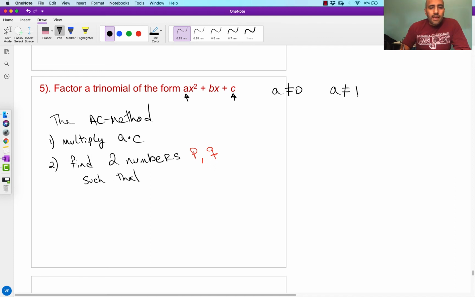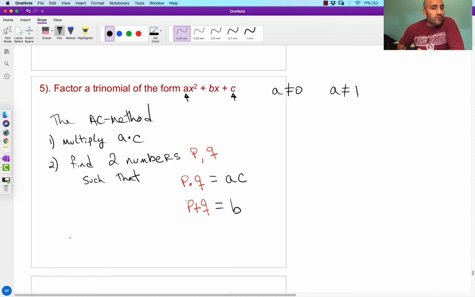now in technique number 4, we wanted p and q such that they multiplied to c and they added to b. So we're going to do something very similar. We want to find two numbers such that when you multiply these two numbers, pq, they equal ac, the answer to step 1. And at the same time, we want those two numbers to add up to the value of b. So very similar to technique number 4. pq must be equal to ac, but at the same time, I want them to add up to b.